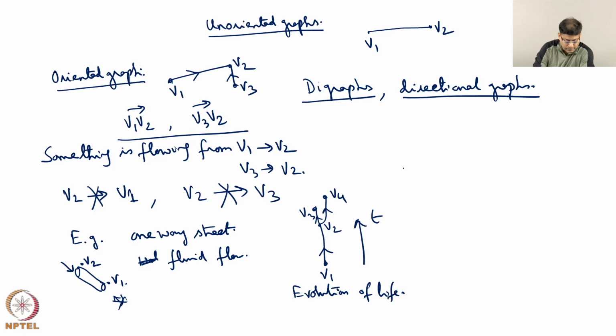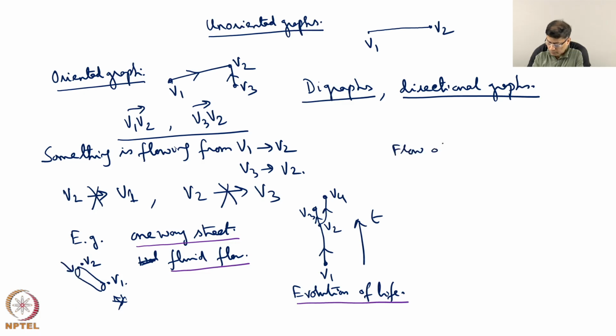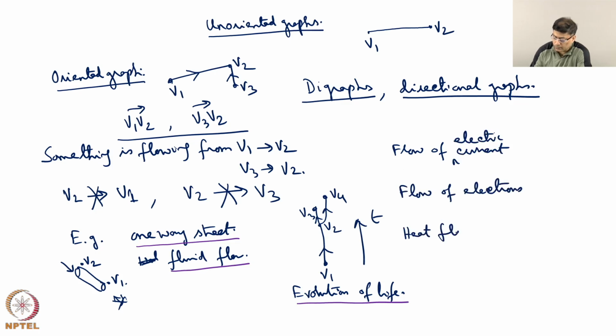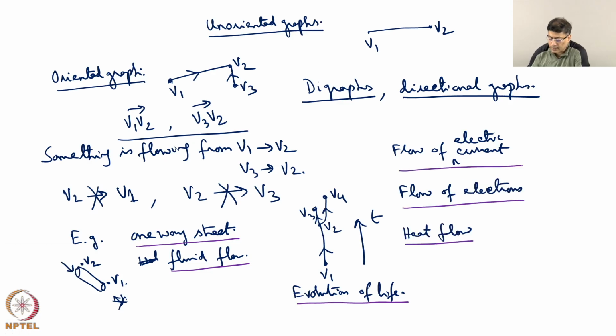To give more examples of the digraph, one is fluid flow I have said, another is one way street, the evolution of life. The other example can be flow of current, electric current, and in this context we can think of flow of electron, heat flow. These can be considered as examples of digraphs or directional graphs or directed graphs.